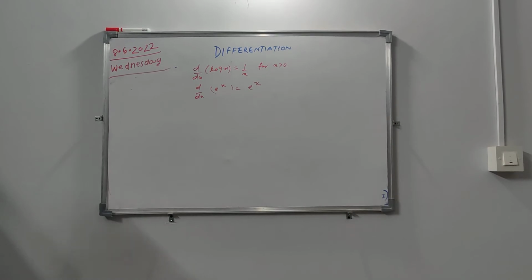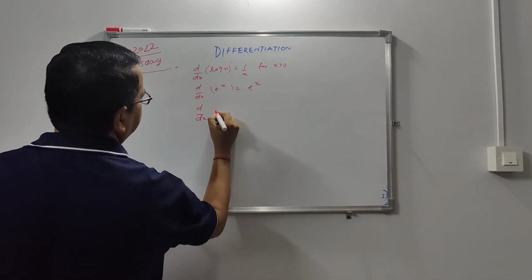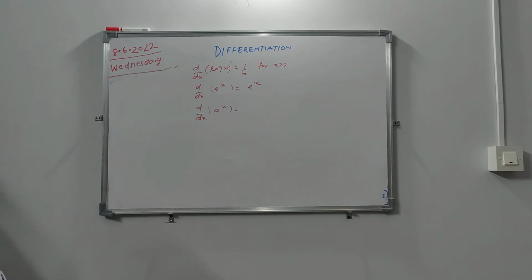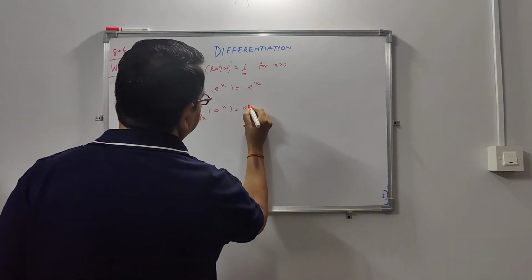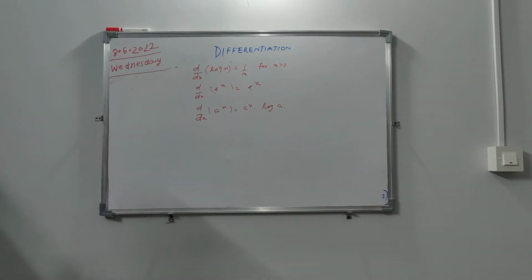Then d by dx of a to the x, with some base other than e, is equal to a to the x into log a.